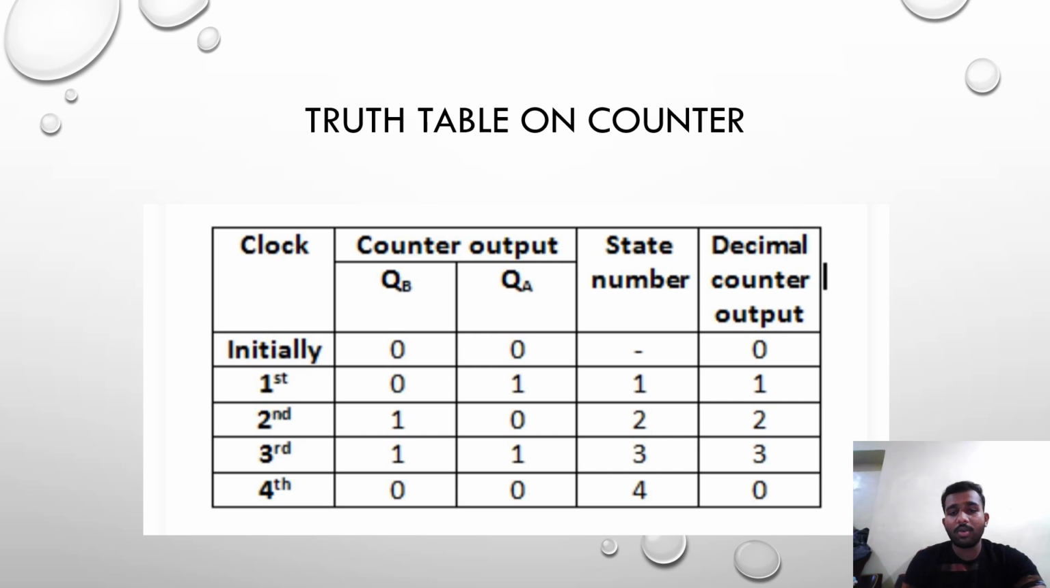Here is a truth table of counters. The table has the clock, counter output, state number and decimal counter output. The state numbers go 0 1 2 3. Here the counter output has QB and QA, which go 00 01 10 11 00, and the decimal counter output goes 0 1 2 3 0.